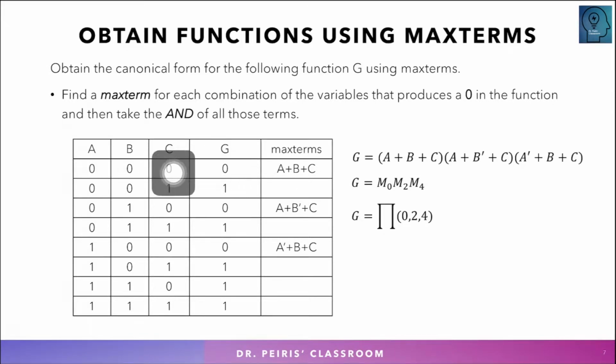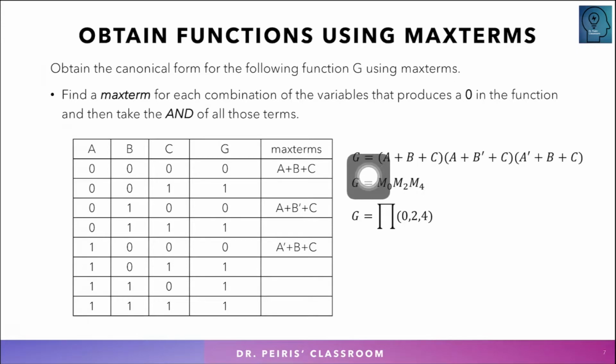So here is a 0. This is A OR B OR C. And then the third one is also a 0, so this is going to be A OR B' OR C. This is the fourth one, so this is going to be A' OR B OR C. So now we have written all the maxterms. Now these maxterms need to be combined with an AND operator. So there are ANDs between all of these 3 terms.